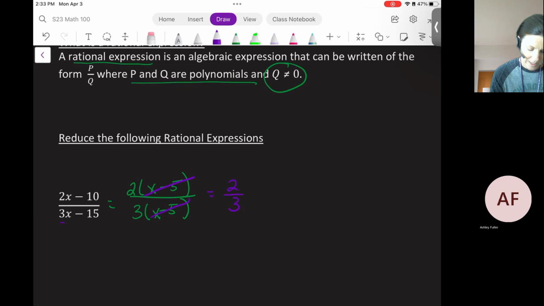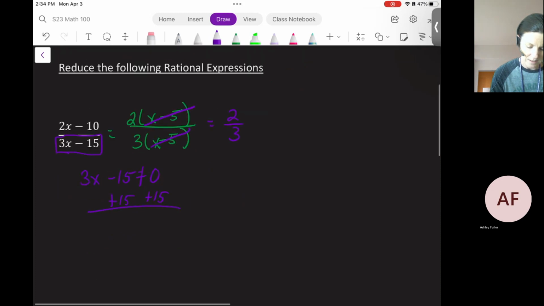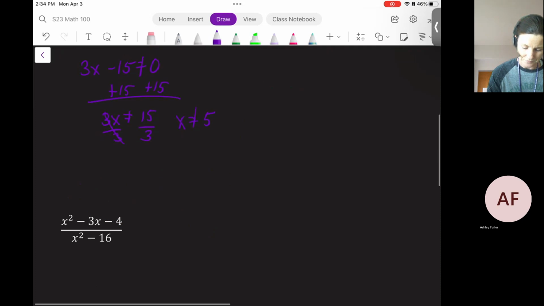Now do notice we have to make sure that this never ever becomes 0. So we set this to not equal 0. I'm going to add 15 to both sides, leaving me with 3x cannot equal 15, or x cannot equal 5. Any other x value will still make this a true statement, but x cannot equal 5.